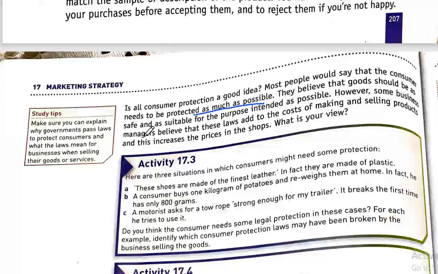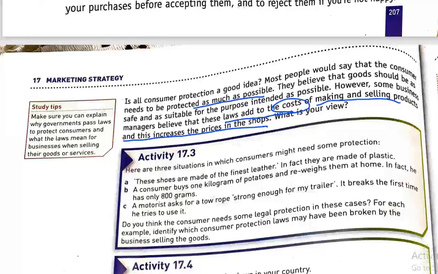However, some business managers believe that these laws add costs of making and selling the products, and this increases the prices in shops. So sometimes these laws put additional costs on the business, so that therefore the increase in price might happen.